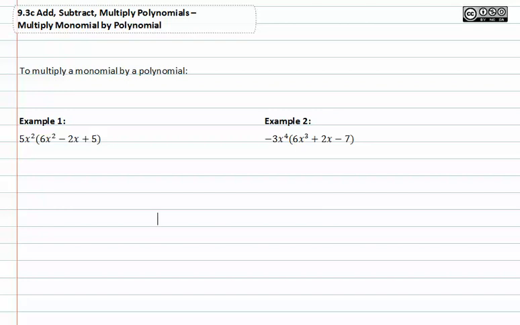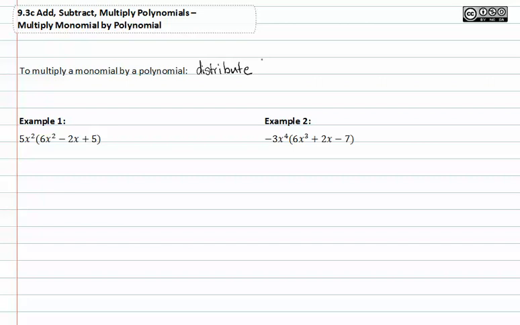In this video, we'll talk about multiplying a monomial by a polynomial. To multiply a monomial by a polynomial, we distribute the factors that are in front of the parentheses through to each term inside parentheses. Remember, terms are found between plus and minus signs.